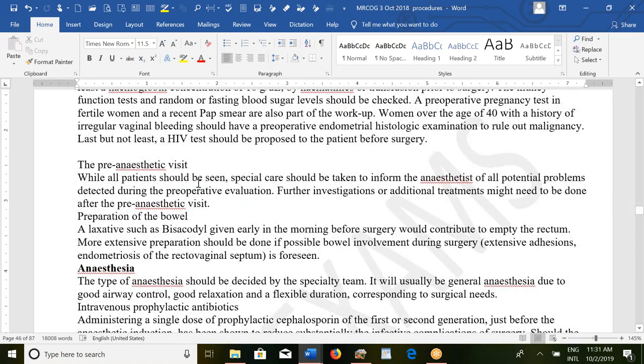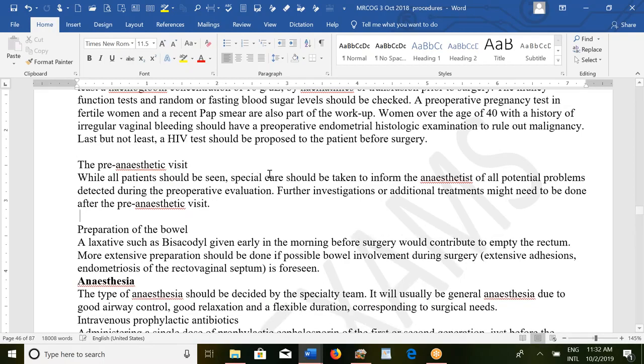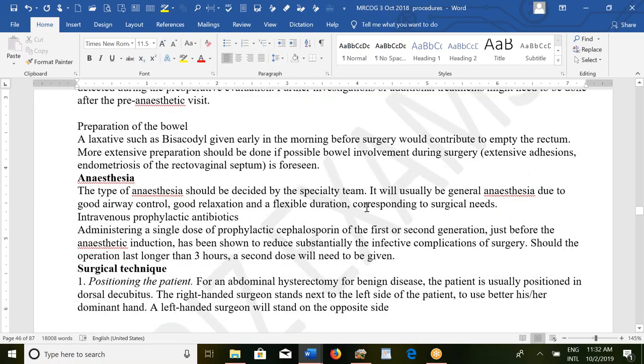On the pre-anesthetic visit, which all patients should have, special care should be taken to inform the anesthetist of all potential problems detected during the pre-operative evaluation. Further investigations or additional treatments might need to be done after the pre-anesthetic visit. Then preparation of bowels in some cases. A laxative such as Physiolax can be given early in the morning before surgery and it will contribute to empty the rectum before surgery.